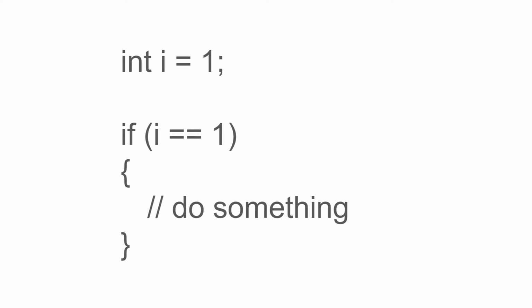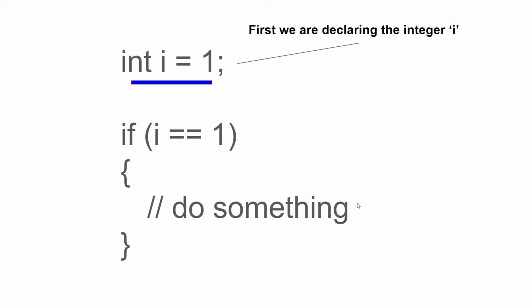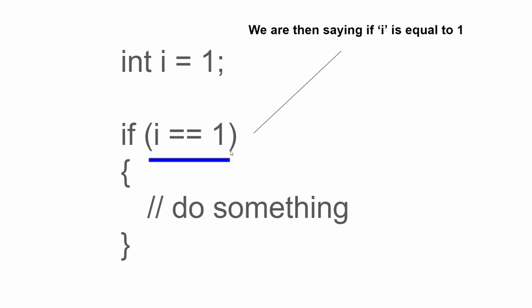Okay, if statements. So at the top here, we're declaring an integer. Here we're actually doing the if statement. So first we're declaring the integer I. You can call it anything, just change I to whatever, and here as well. And then we're just saying if I is equal to 1, and 2 equal signs are very important.